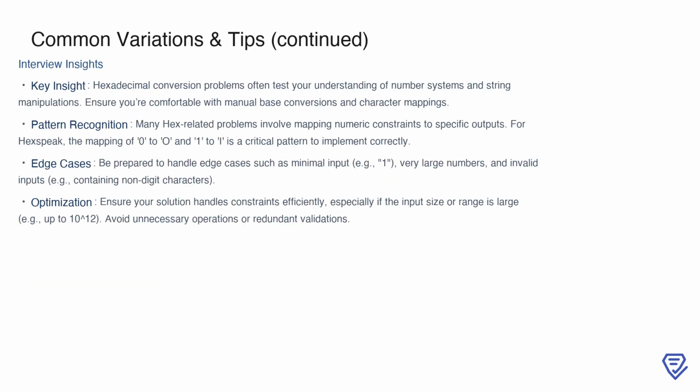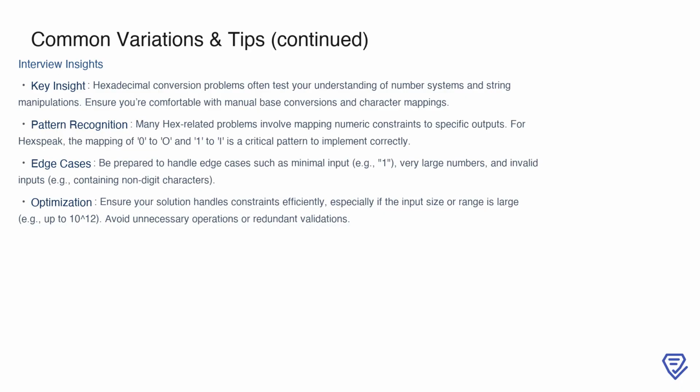Hexadecimal conversion problems like Hexspeak are often used in interviews to test your understanding of number systems and string manipulations. A key insight is to become comfortable with manual base conversions and character mappings, since these are fundamental to solving such problems. Recognizing patterns is also essential. For instance, in Hexspeak, the mapping of 0 to O and 1 to I is a critical pattern that must be implemented correctly to ensure validity.